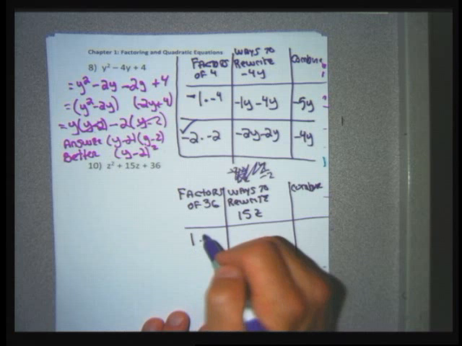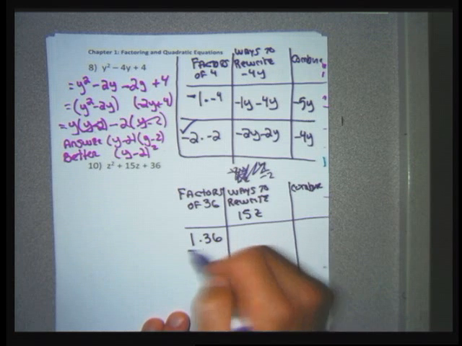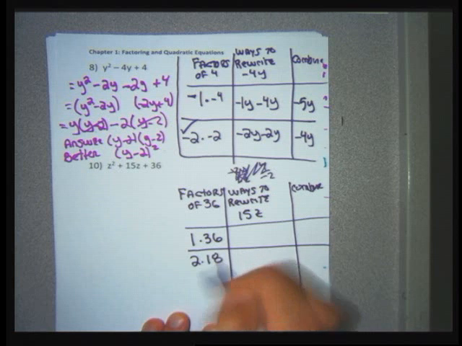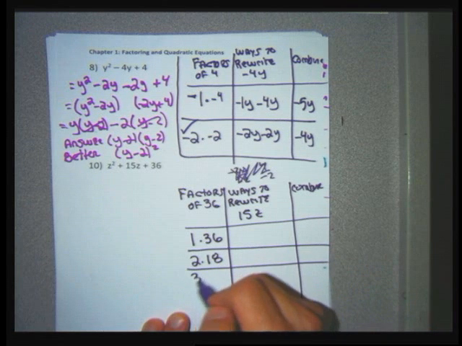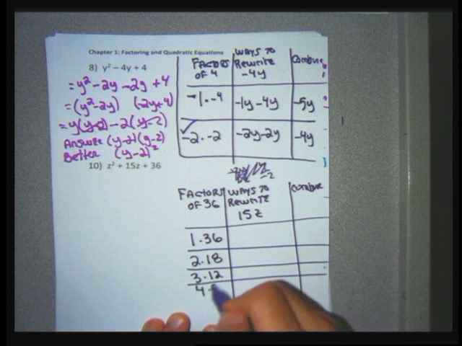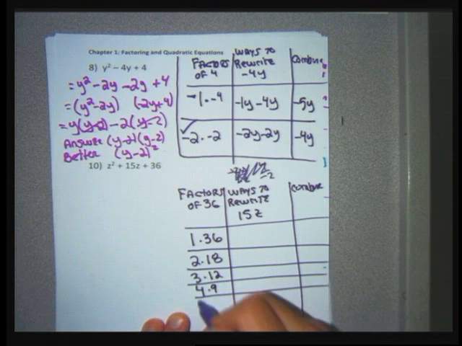36 is 1 times 36. It's 2 times 18. It's 3 times 12. It's 4 times 9. And it's 6 times 6.